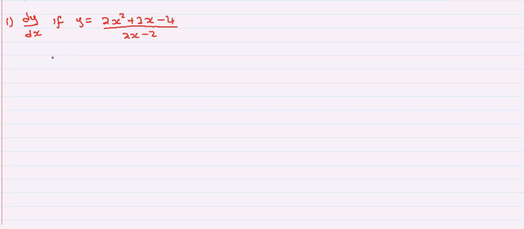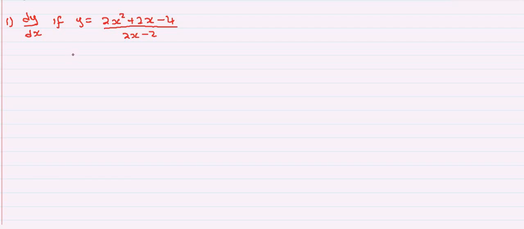Number 1 states the following: evaluate dy over dx if y equals 2x squared plus 2x minus 4 all divided by 2x minus 2. As I have said before, before you find the derivative, you need to simplify. If you are given brackets, you expand the brackets. If you have a root, you make the root an exponent. And if you have a fraction where x is the denominator, you write it as an exponent with a negative exponent.